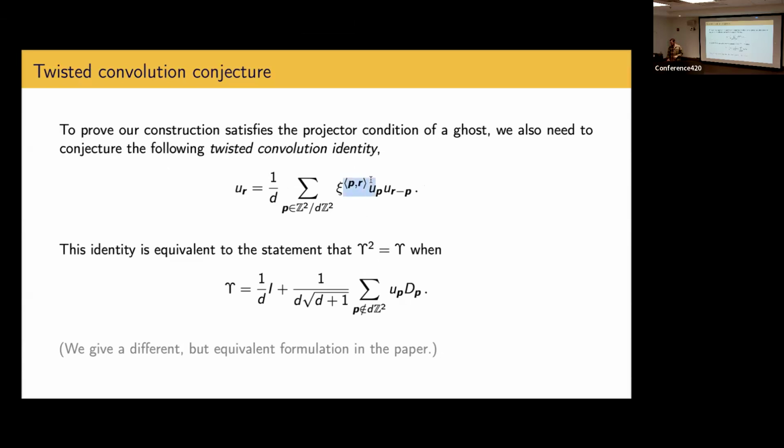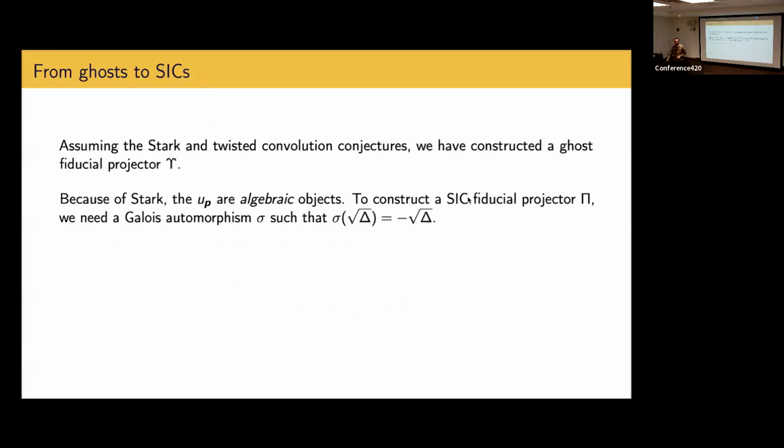Oh, sorry, I didn't say what that is. That's P1 times R2 minus P2 times R1. It's the twisted symplectic inner product. Can you check this conjecture numerically up to whatever, 153? Yes.